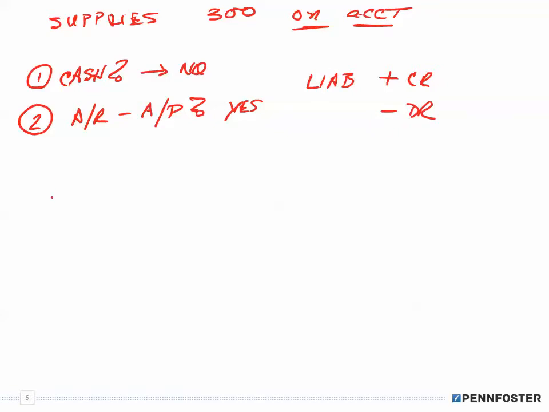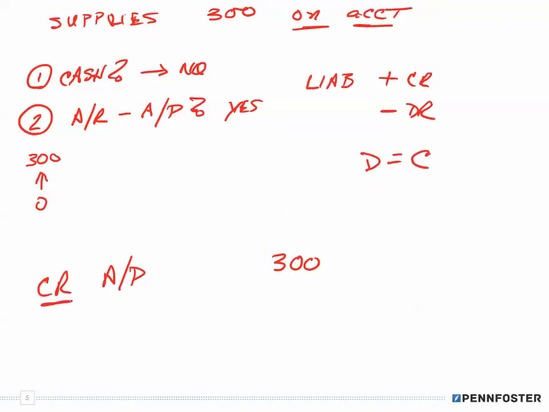Well, if my liabilities were zero before, I didn't owe anything before, and now it goes up and I owe $300, well, obviously that's an increase from 0 to 300. So when I know that my liabilities increase on the credit side, that means I'm going to credit my accounts payable for $300. Now this is where we back into the other half of the transaction. I know that debits have to equal credits, so if I credit one account, that means I have to debit another account.